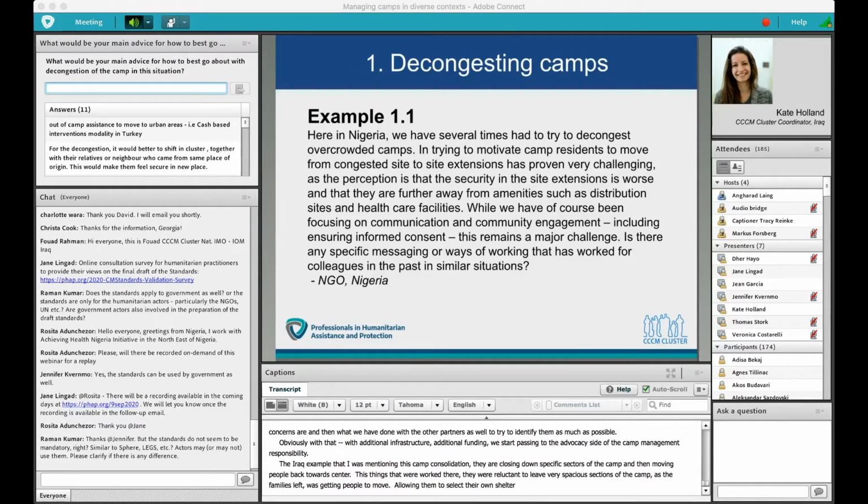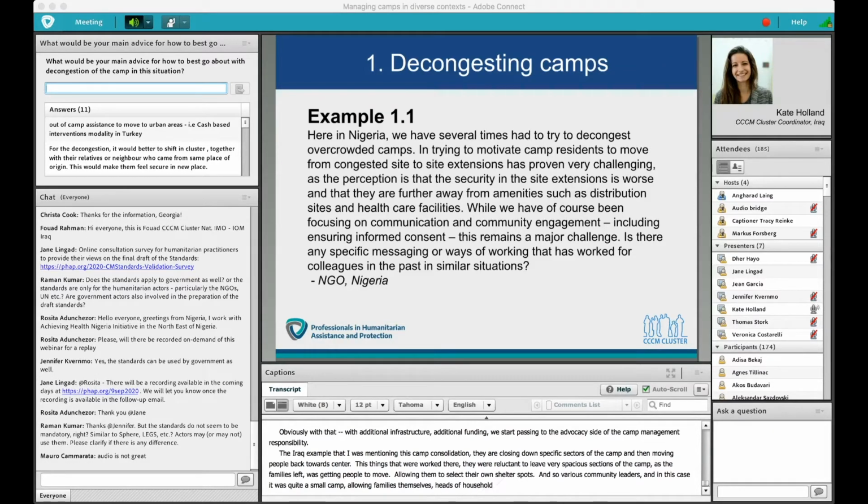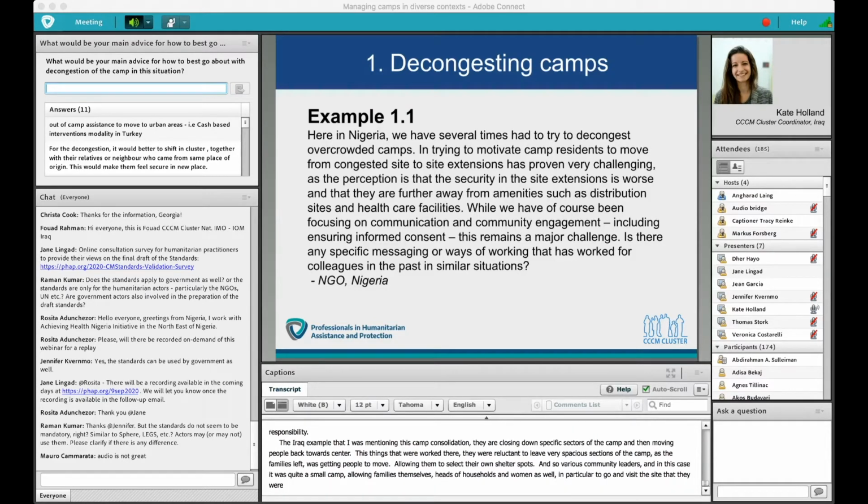So both community leaders, but then in this case it was quite a small camp, allowing families themselves, heads of household, and women as well in particular, to go and visit the sectors that they were moving into with members of the camp management team, speak to the people who have become their new neighbours and see the services.